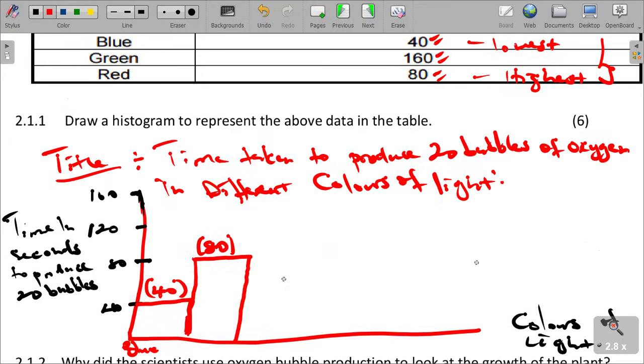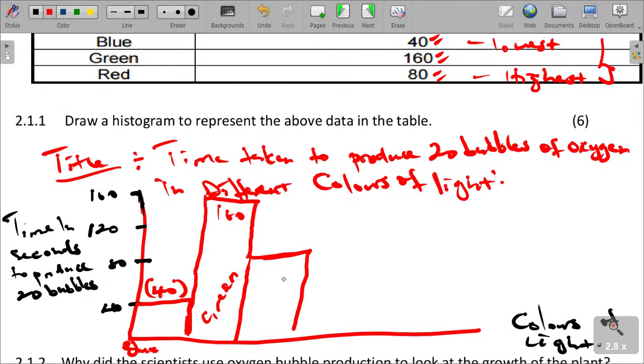The second one is green, which is 160, sorry, it's 160, not 80. So 160, we can go here. This is 160, and then it is green. And then finally we have got 80, which is red.